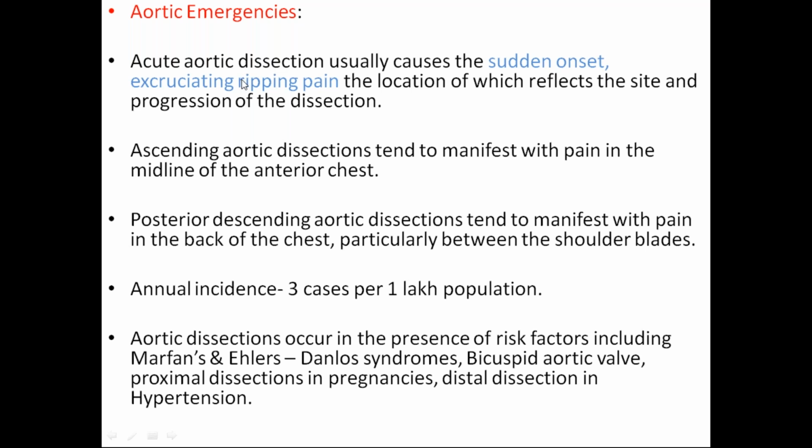The patient will have a ripping type of pain. The typical aortic emergency chest pain is interscapular in origin. The pain occurs in the interscapular region between the two scapulae. Aortic dissection occurs more commonly in elastic fiber disorders like Marfan's, Ehlers-Danlos syndrome, bicuspid aortic valve, proximal dissection in pregnancies, and distal dissection in hypertension. Aortic dissection is very important.